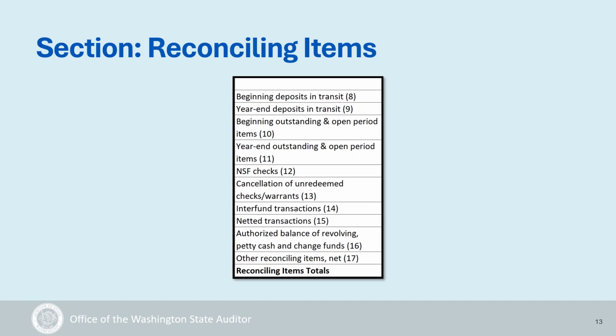We often get questions about what goes here, and that's a great question. We're hoping you all can tell us what's been put here if you're the preparer of the schedule. Now that we know the types of items here, let's talk about how each impacts the reconciliation.